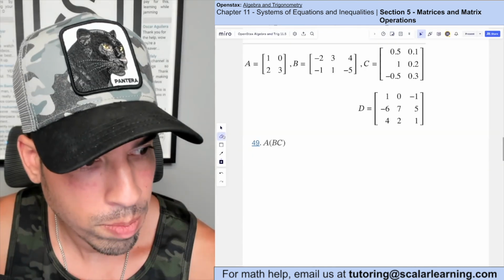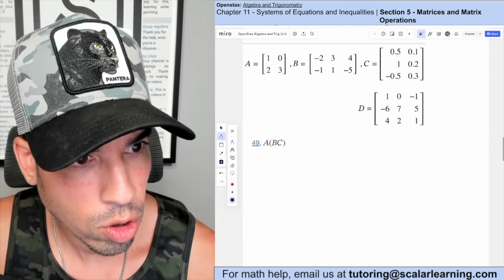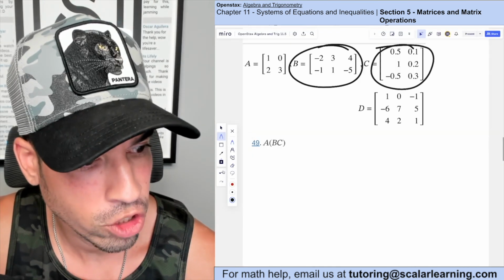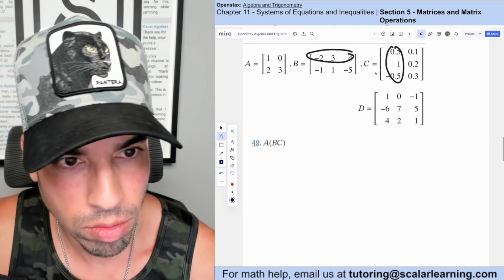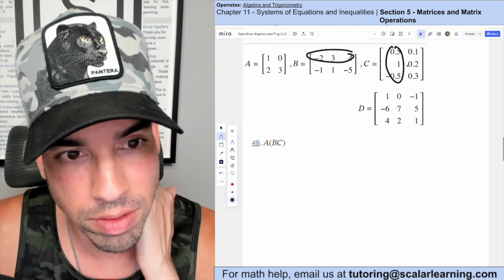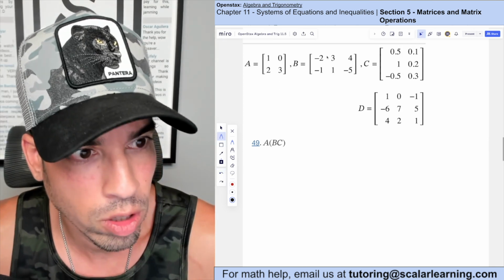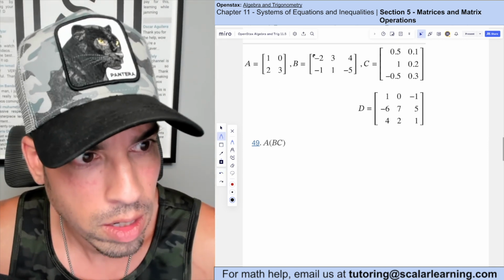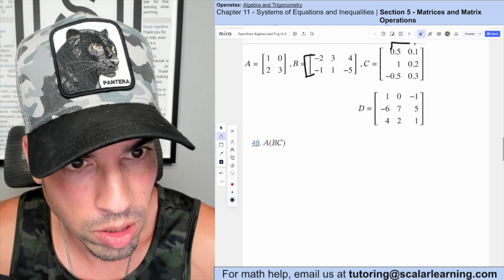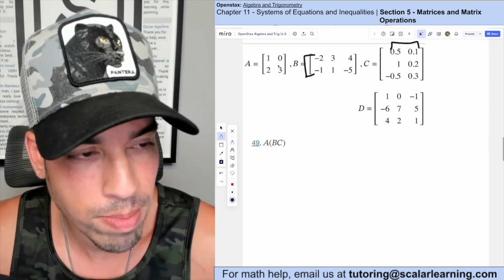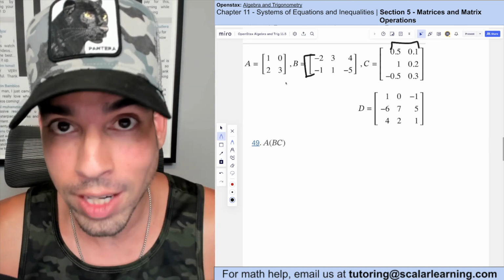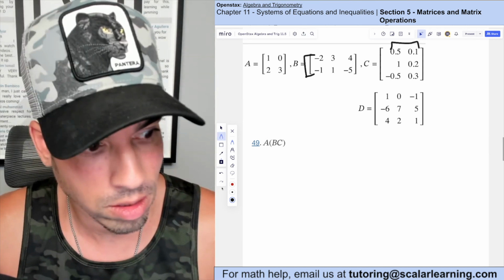Done. So for this one, based on order of operations, we have to start with b times c. Just making sure that this is doable. It's going to be 3 times 3, and that's correct, right? The columns have to match the rows of the second. That's going to work. And then the resulting will be the number of rows here and the number of columns here, which is going to be 2 by 2. And then we're going to multiply it by a, which is also 2 by 2. So we're just checking ahead of time, is this going to work? Yes, it's going to be good to go.